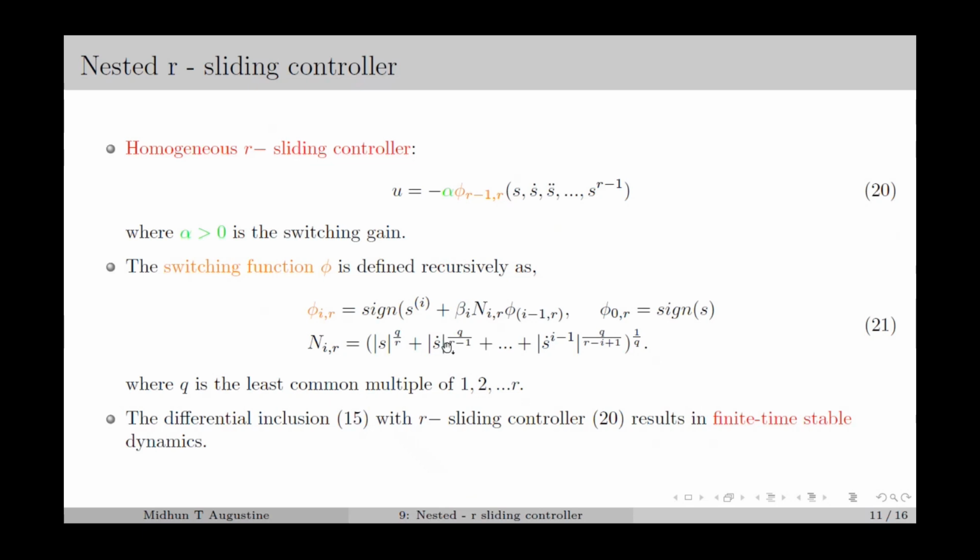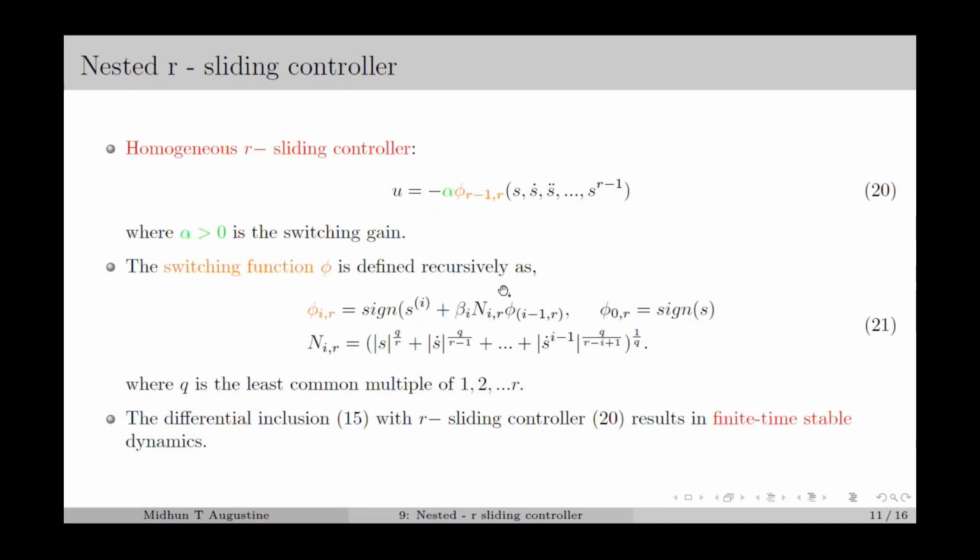And one such controller is the homogeneous R sliding controller, which is as given in equation number 20. Here alpha is the switching gain and phi is the switching function, which can be defined recursively as in equation number 21. So we can show that this differential inclusion with this R sliding controller can ensure finite time stability of the system. This means that we can make the sliding variable or the output error 0 in finite time using this R sliding controller.